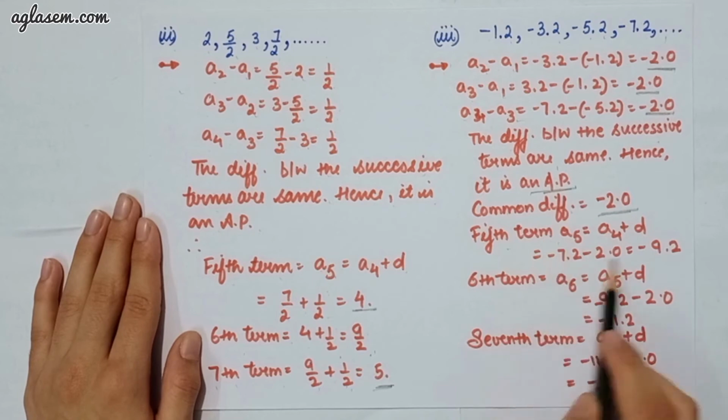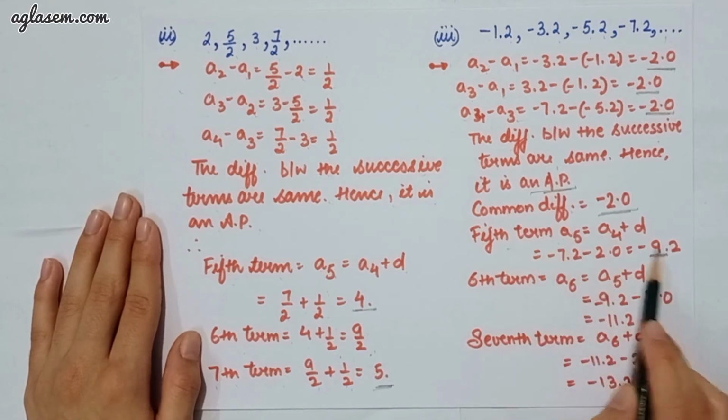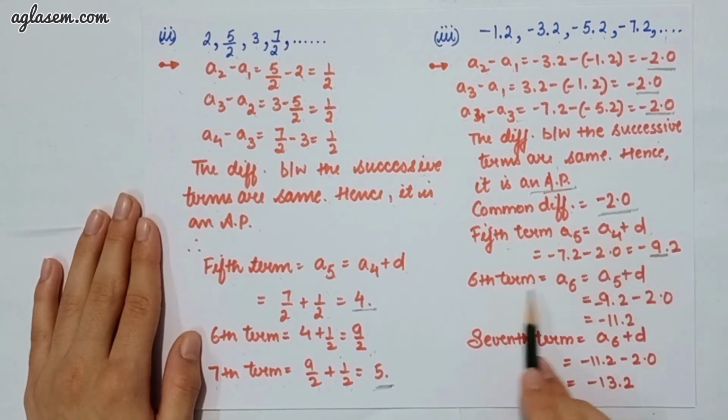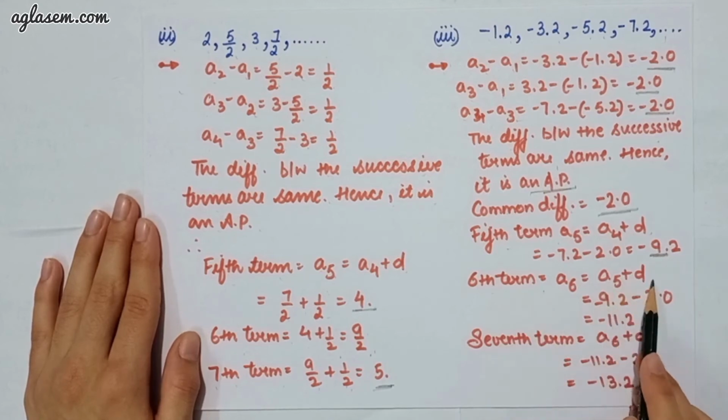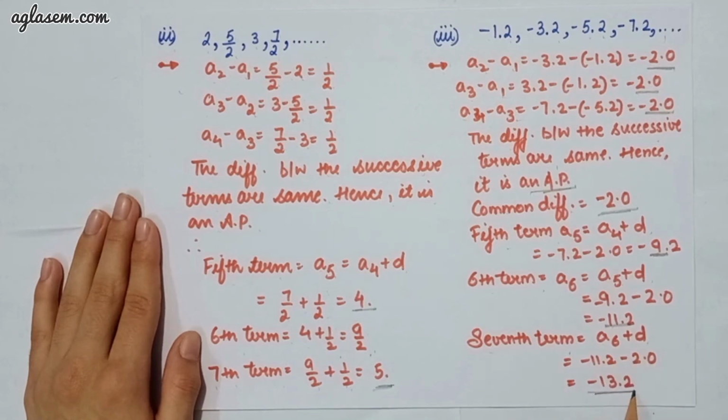Fifth term will be minus 9.2 by adding A4 plus D. Sixth term, adding A5 plus D, will give you minus 11.2. Seventh term will be A6 plus D, which will give you minus 13.2.